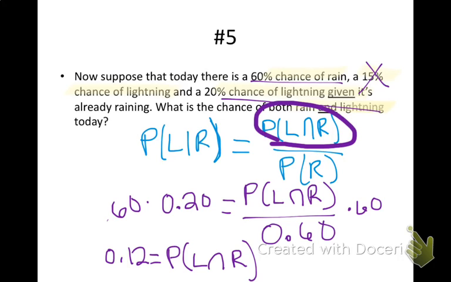So I looked at the information that I was provided, and I looked at the question. The question said probability of rain and lightning. And I was given the conditional probability. So I used that.